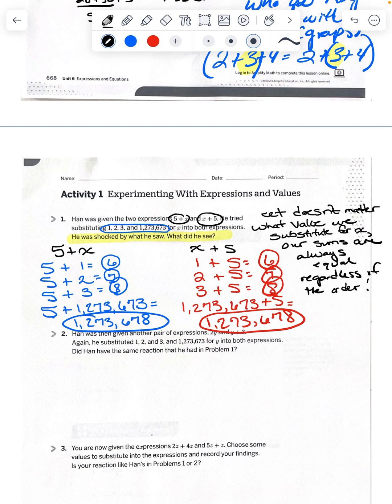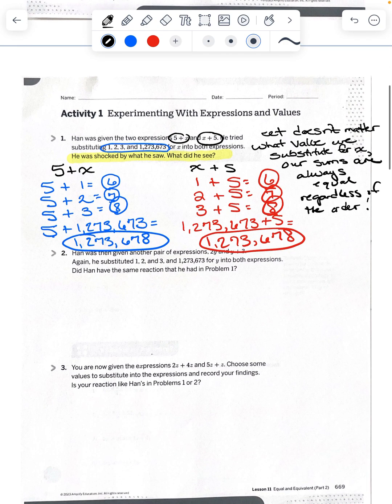Okay, let's look at number 2. Han was then given another expression, 2y and y plus 3. Again, he substituted 1, 2, 3, and this large number for y into both expressions. Did Han have the same reaction that he had in problem 1?